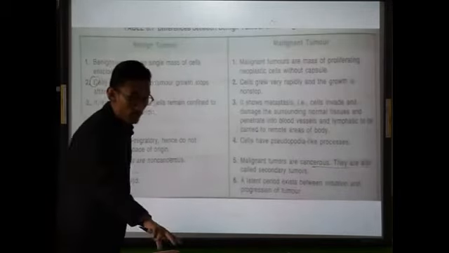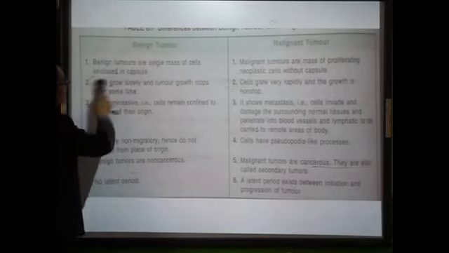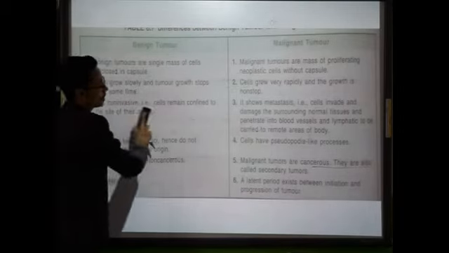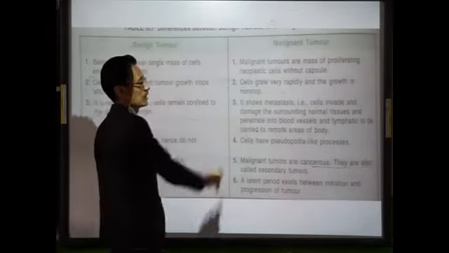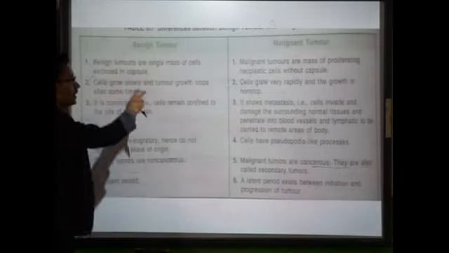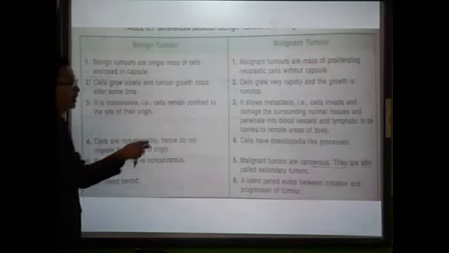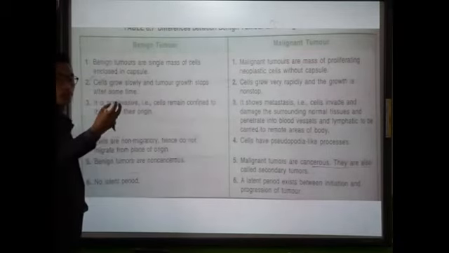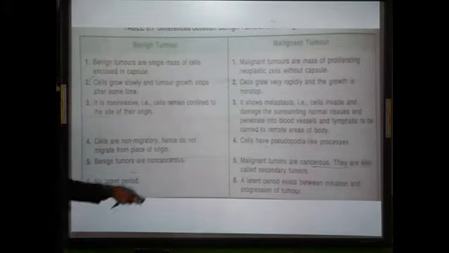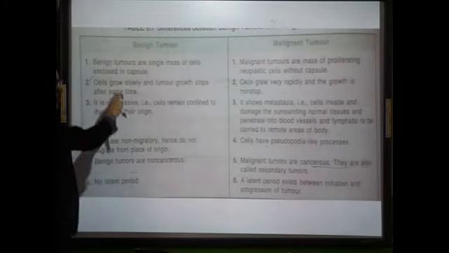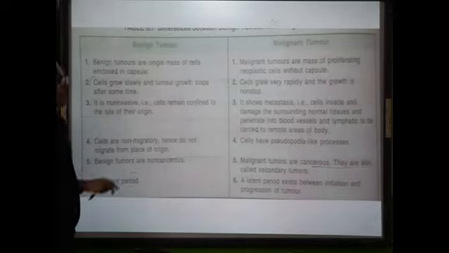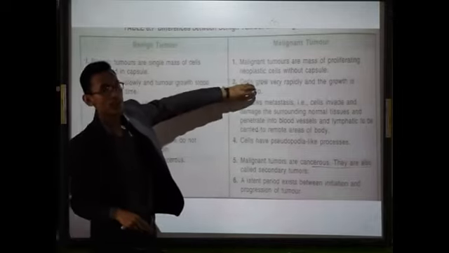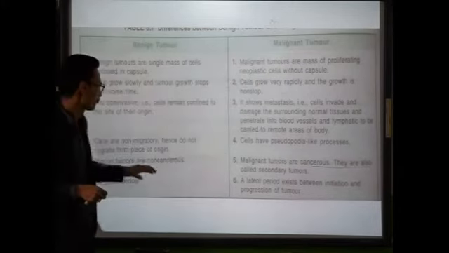A benign tumor is a single mass of cells including a capsule, whereas malignant tumors are a mass of proliferating neoplastic cells without a capsule. So the benign one is a single mass of cells, but over here we find a mass of proliferating, dividing cells. The cells of a benign tumor grow slowly and the tumor growth will stop sometimes, but over here it grows rapidly and keeps on growing.